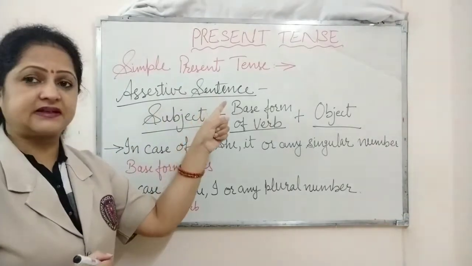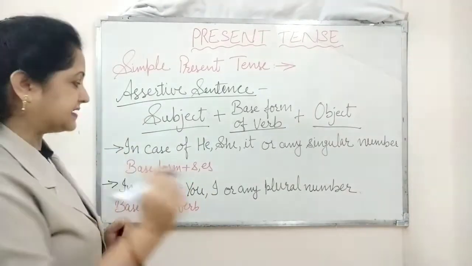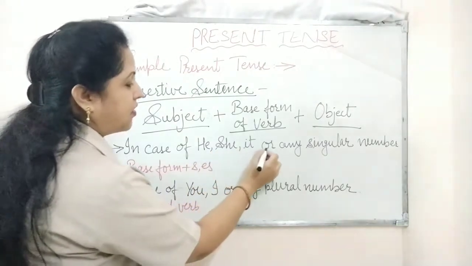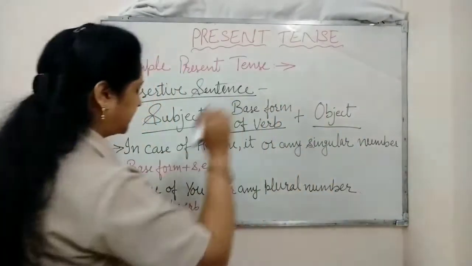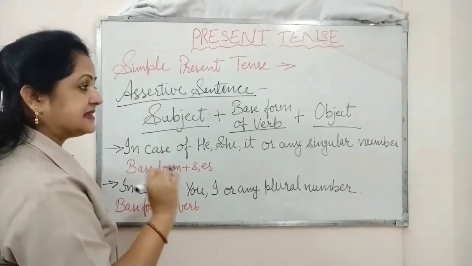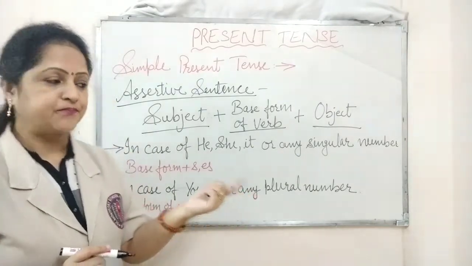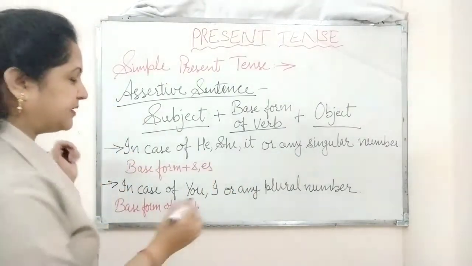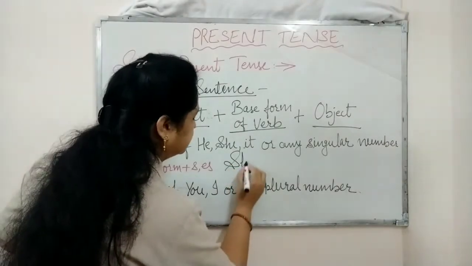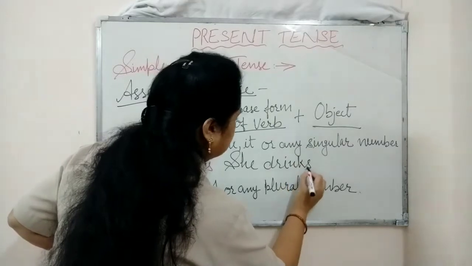Here is one thing that you should always remember while making sentences in simple present tense in assertive sentences. In case of he, she, it, or any singular number, use the base form of the verb plus s or es with the base form. Like I am giving you one example here. If I say, she drinks coffee.